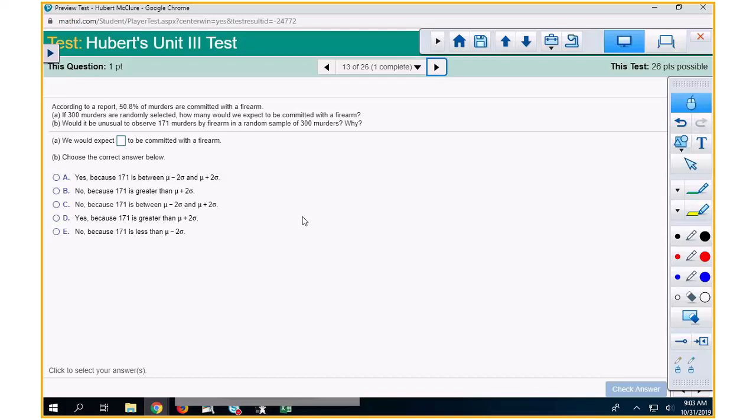If 300 murders are randomly selected, how many would we expect to be committed with a firearm? 300 times what? 0.5080 or whatever it comes out to be. Would it be unusual to observe 171 murders by firearm in randomly selected 300 murders? Yes or no? Would it be unusual?